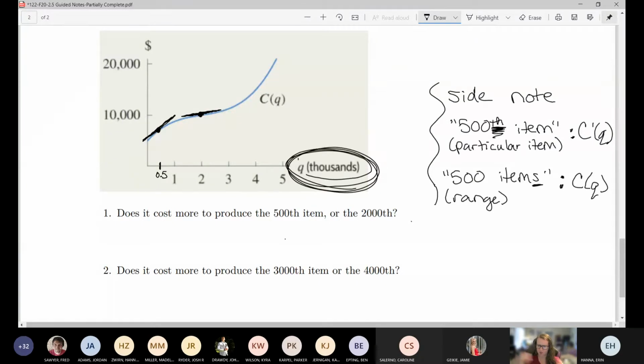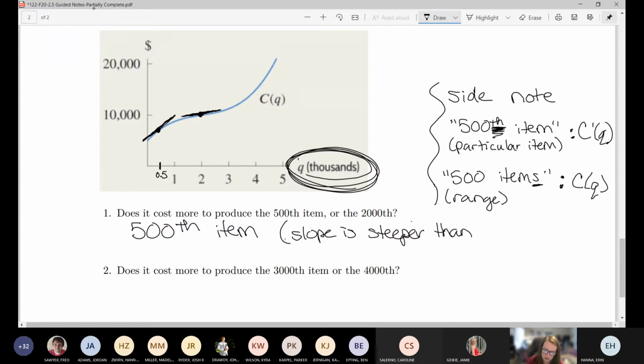And the one on the left does, the one at essentially 0.5. I'm going to say 0.5 and 2 just for my sanity instead of the 4.999 and the 1.999. But technically it would cost more to produce the 500th item because the slope is steeper than at the 2000th.